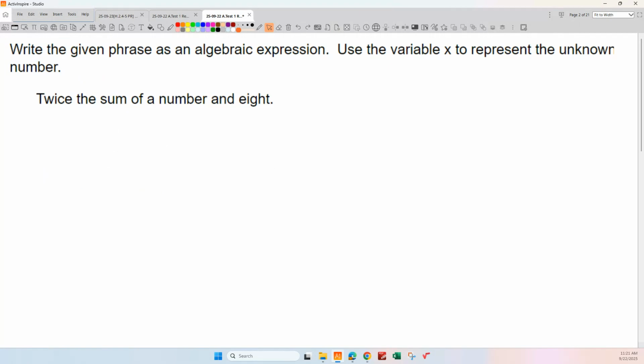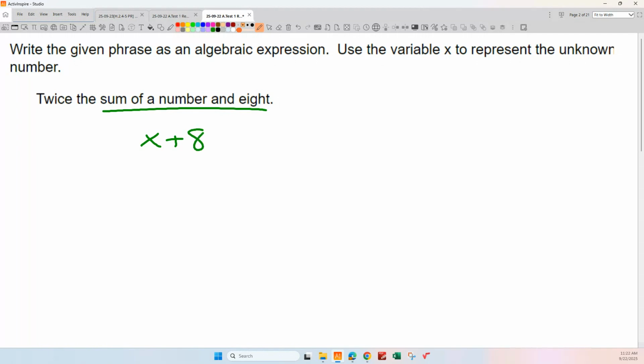Okay, we want to write this as an algebraic expression using x to represent the unknown number. Let's see. Peyton, what do you think? Twice the sum of a number and 8. It's a little tricky. How would I say the sum of a number and 8? The sum is plus, good. So what plus what then? We said that we're using x to represent the unknown number. X plus 8, I like it. So that's x plus 8.